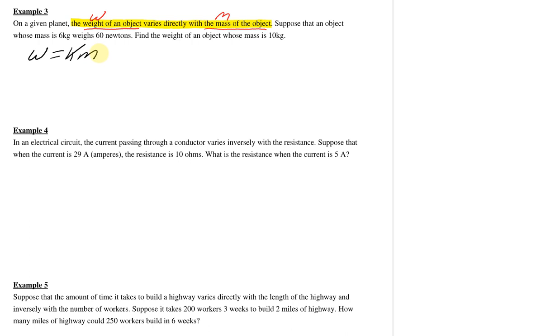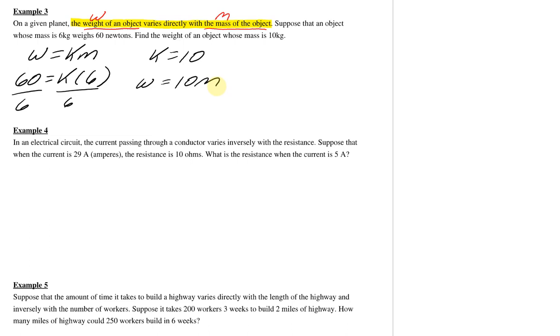Then it says, suppose an object whose mass is 6 kilograms weighs 60 newtons. Now we can fill that in, right? My weight is 60 and my mass is 6. If I solve for K, I get that K just equals 10. Now I can restate my equation: W equals 10 times M.